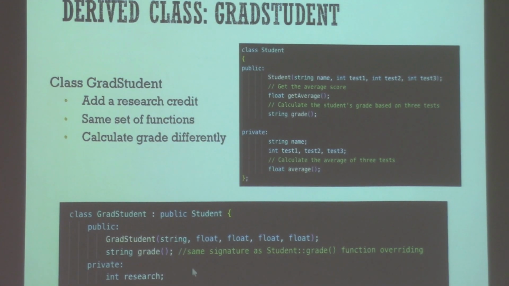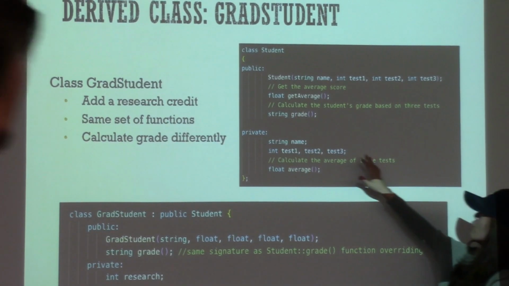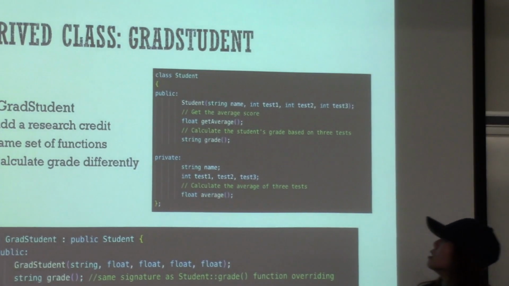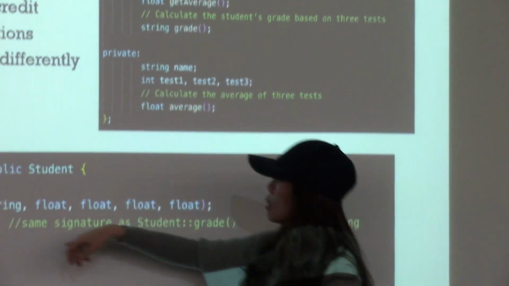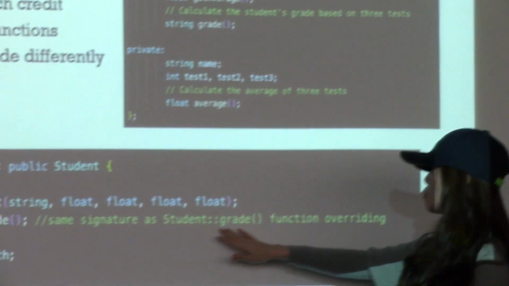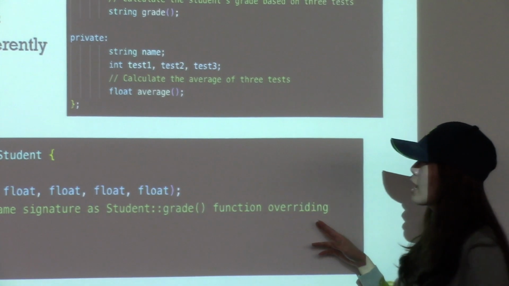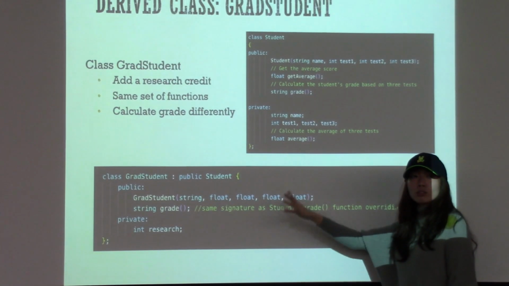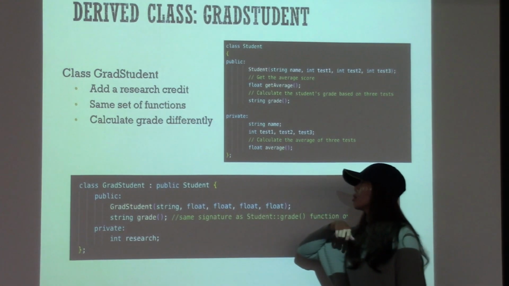So now if I show you that, what do we have for grad student? Member variables, what do we have for grad student? We have name, we have test one, test two, test three, and research, correct. We have everything we have over here, the member variables, and also here. How about functions? We have an average function. We have a grade function that is the same as the grade function that you inherited over. This means that we are overwriting. Okay, and then its own constructor, because constructors in general just do not get inherited. So write your own constructor.